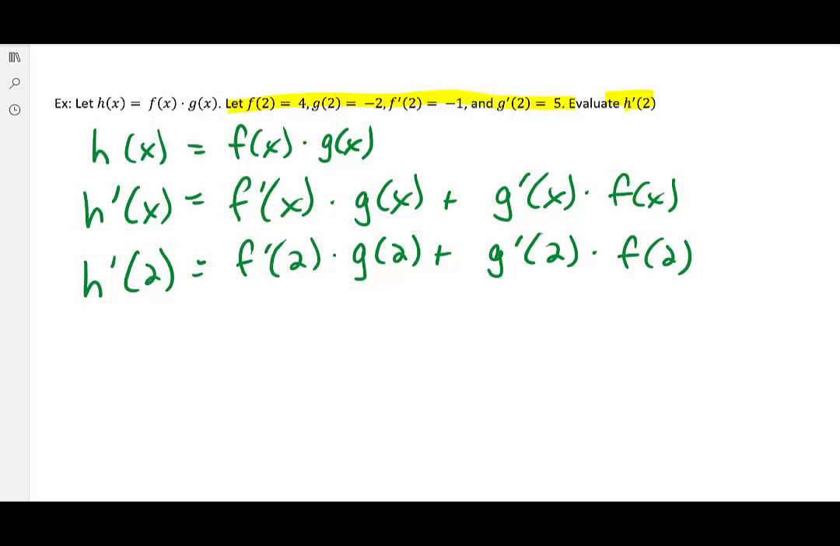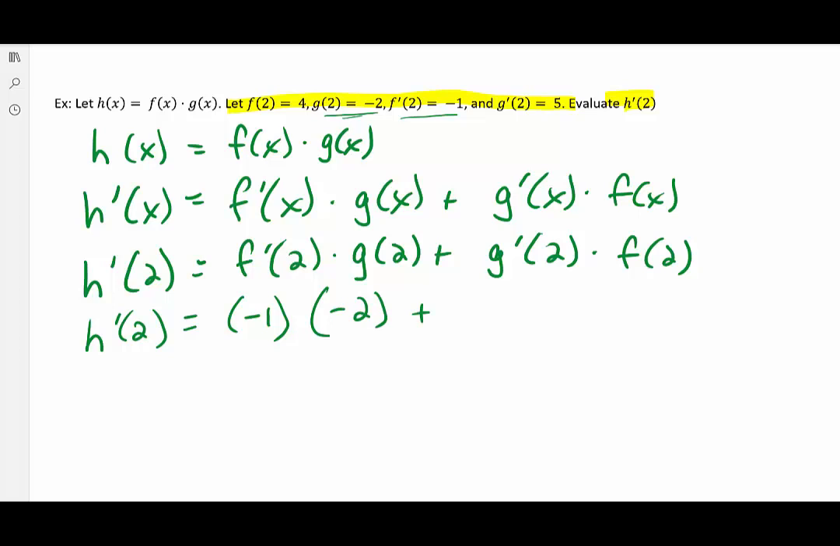All of this information here that I'm highlighting we're going to use. All right, let's plug everything in. So h prime of 2 equals, well, what's f prime of 2? F prime of 2 is equal to a negative 1. So it's going to be negative 1 times, let's see here, g of 2. They told us g of 2 is a negative 2.